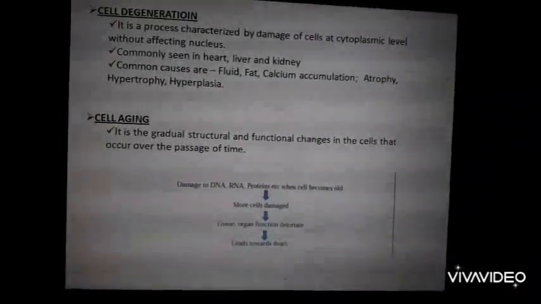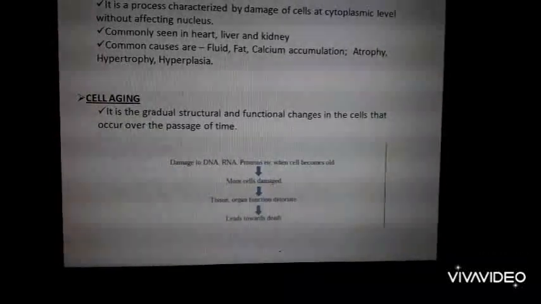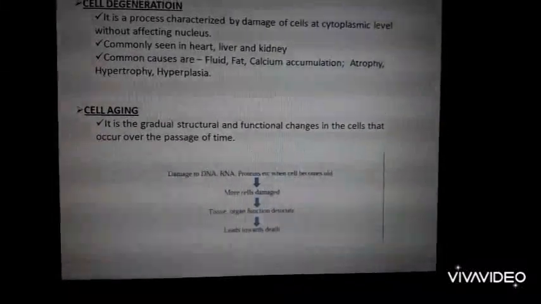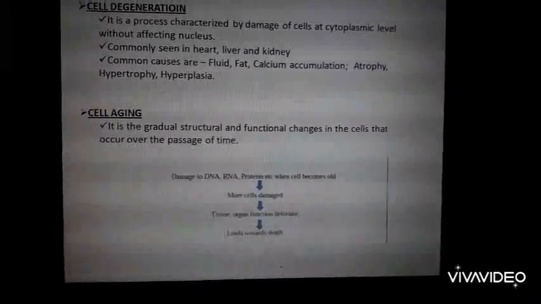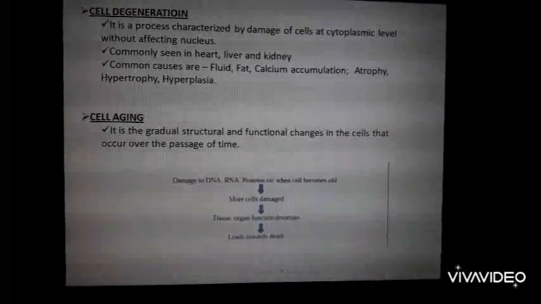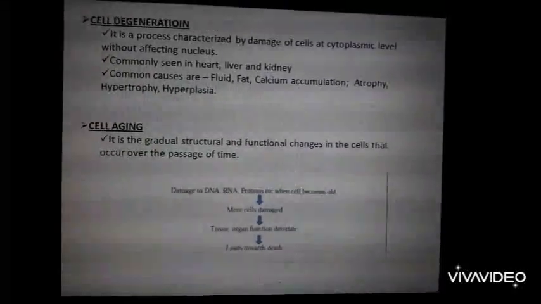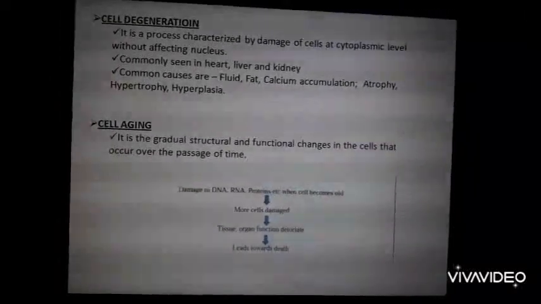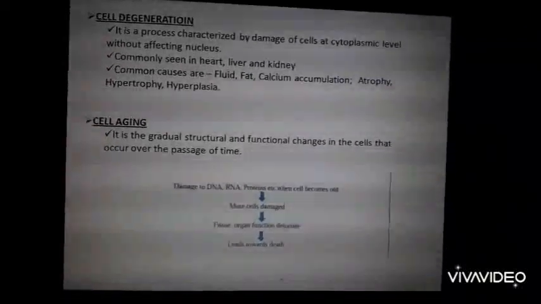Cell aging. It is a gradual structural and functional changes in the cells that occur over the passage of time. It is suggested that it is due to damage of cellular substances like DNA, RNA, protein, lipids, etc. when the cells become old. When more and more cellular substances get damaged, the cellular function decreases. This causes deterioration of tissues, organs or part of the body. Finally, health of the body starts declining and this leads to death. So, the cell aging determines the health and lifespan of the body.